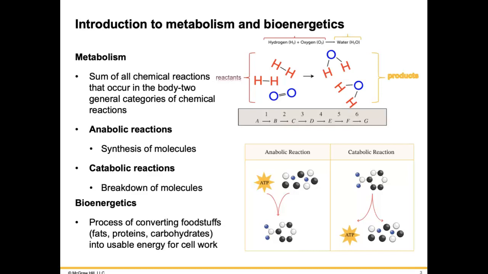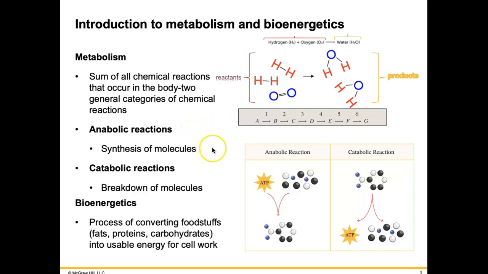Really, it's all of the chemical reactions that take place in our cell, and within those reactions, we are always going to start with reactants, and those may be combined or broken apart to get a product. So this is just one example of that. And we'll also discuss how one reaction may lead to another, where the product of one reaction can then lead to another.